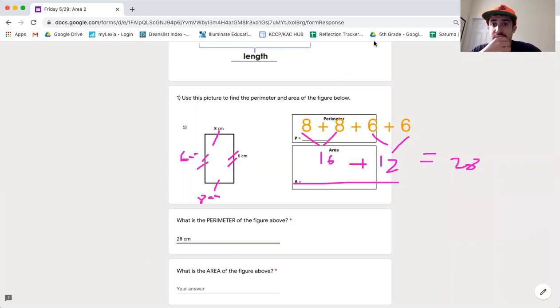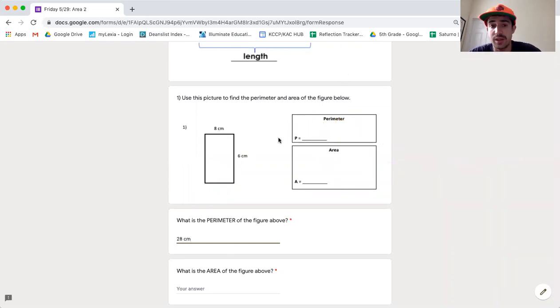And now when I find the area, that's when I'm multiplying length times width. So I'll multiply my length, which is 8 centimeters, times my width, which is 6 centimeters. And I'll roll my sixes. 8 times 6: 6, 12, 18, 24, 30, 36, 42, 48.